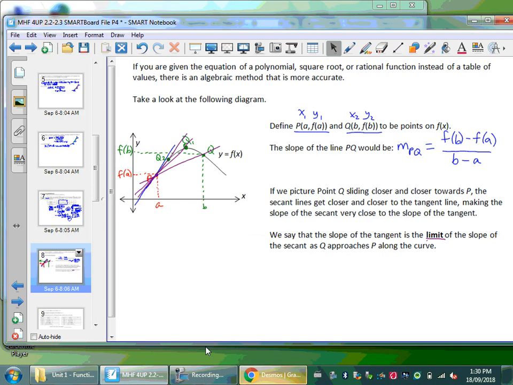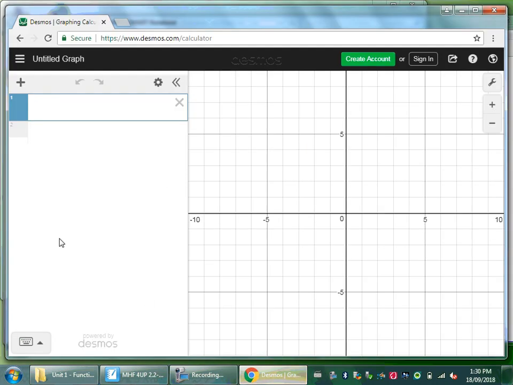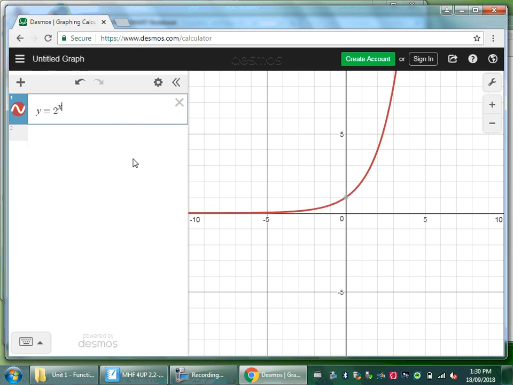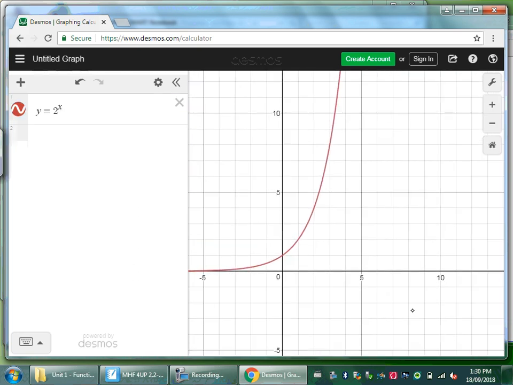So I'm going to show a little animation here. I did this with my period ones, and everyone was very impressed. So I'm gonna pick a different function here. I'm gonna pick one of our parents. I'm gonna pick y equals 2 to the x, and we're just gonna zoom in over here.